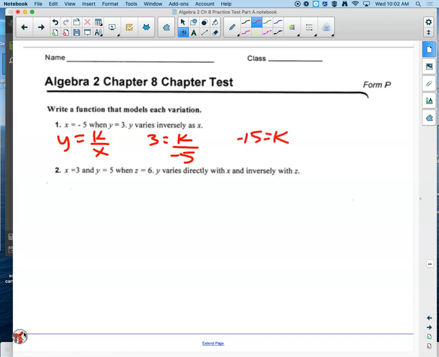Now, unfortunately on this test, there are students that write k equals -15 and go on to the next problem. Is that done? No. Yeah, you got to put it back where it's supposed to go, which is right here. So you have to finish it up. Y equals -15 over x.